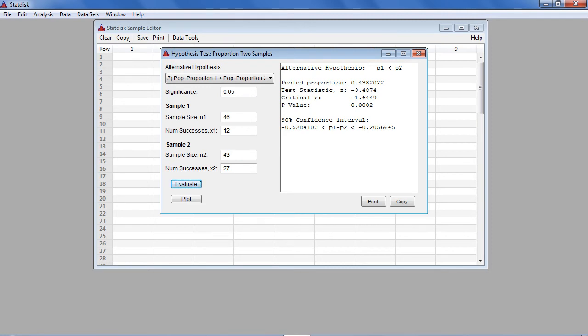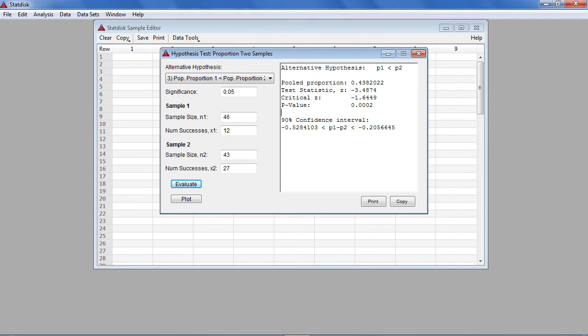The results include the test statistic z and p-value. In this example, because the p-value of 0.0002 is less than the significance level of 0.05, we reject the null hypothesis of population proportion 1 equaling population proportion 2. Because we reject the null hypothesis, we conclude that there is sufficient evidence to support the claim that population 1 is less than population 2. In other words, there is sufficient evidence to support the claim that people with money in large denominations are less likely to spend relative to people with an equivalent amount of money in smaller denominations.